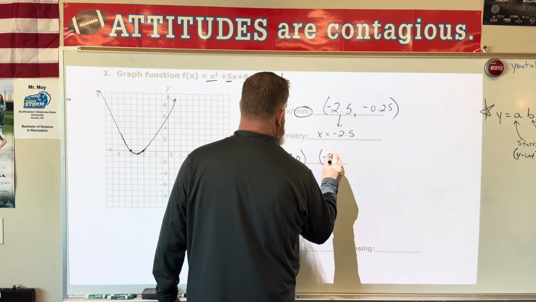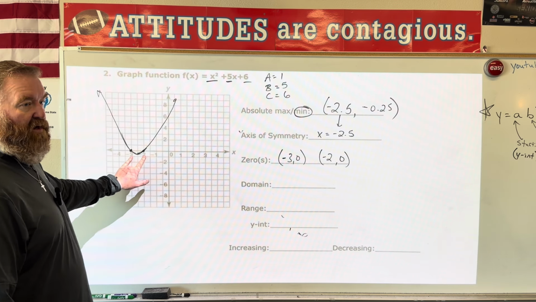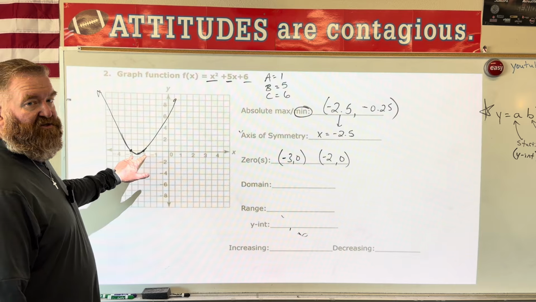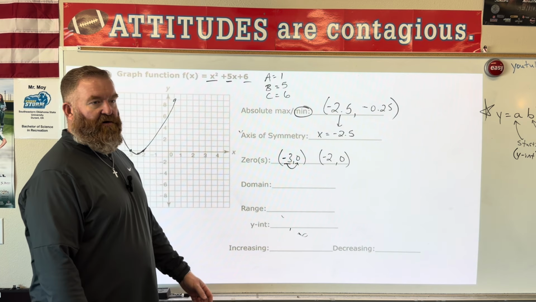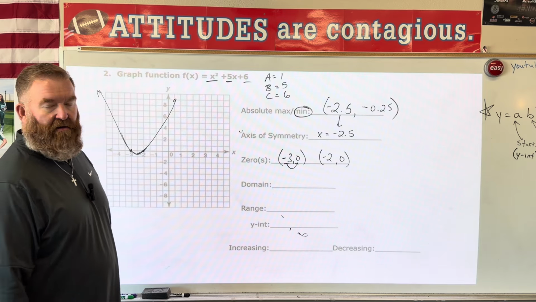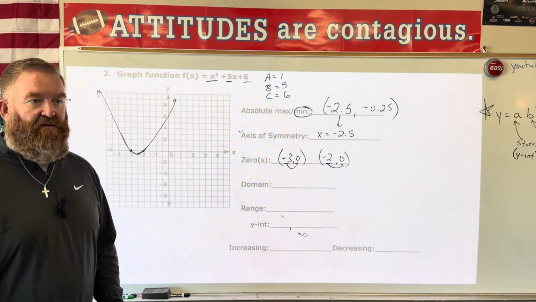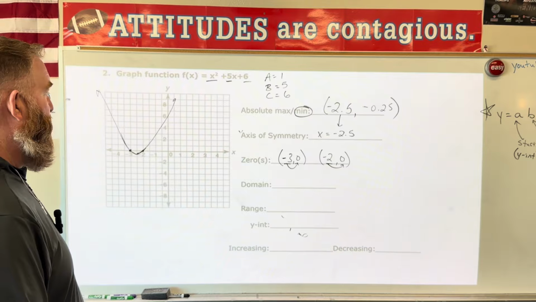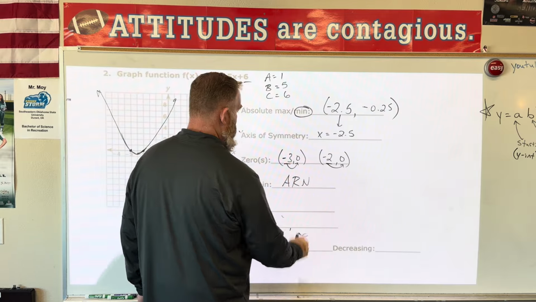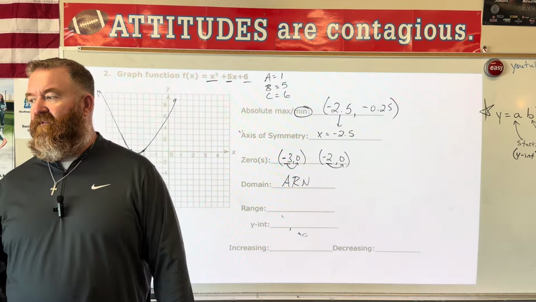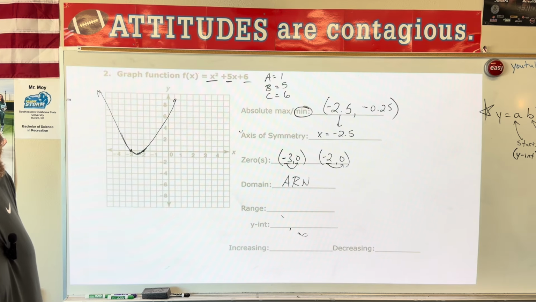negative 2, 0. What that simply means is that those are the two numbers, called zeros, because when I plug those two numbers into the equation, y is going to be 0. That makes y 0. If I plug that number in, y is 0. That's why they call them zeros. What's my domain? All real numbers. All real numbers, always. ARN. I don't know if that's official. We'll run with it.